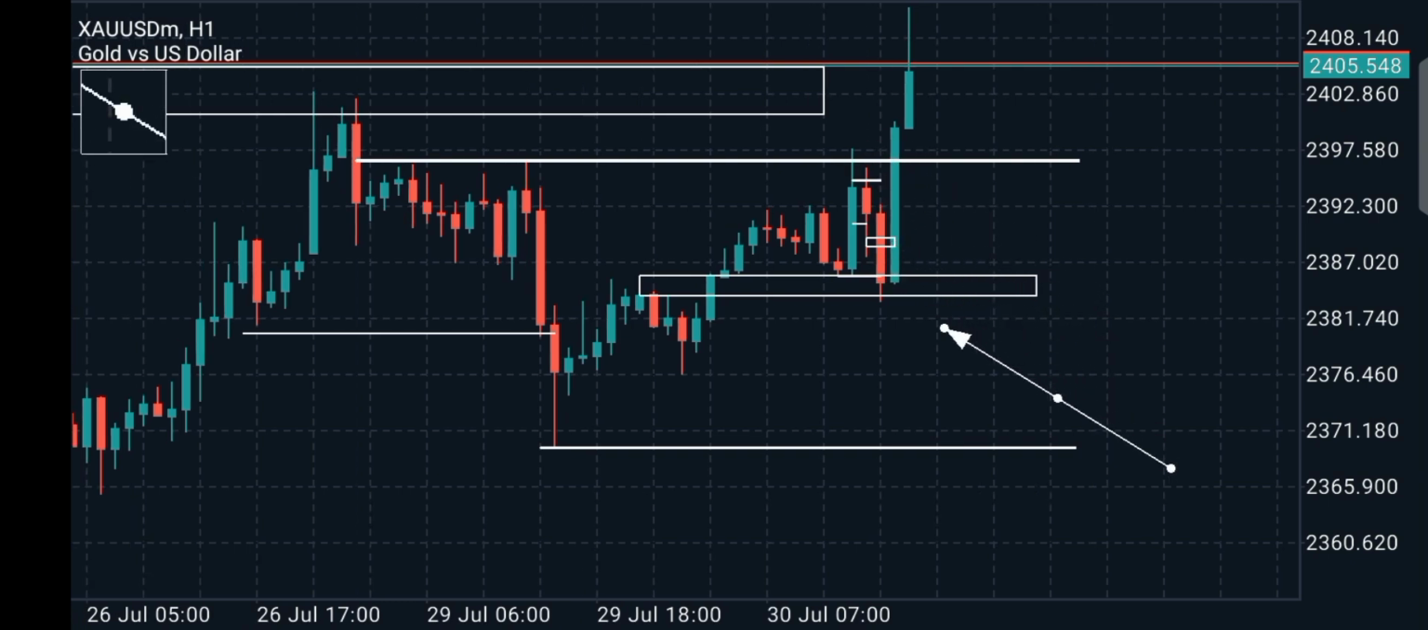So I was not interested in buying or looking for another setup or bullish setup again, because I already had what I wanted from this sell move. So I just closed and I left here.